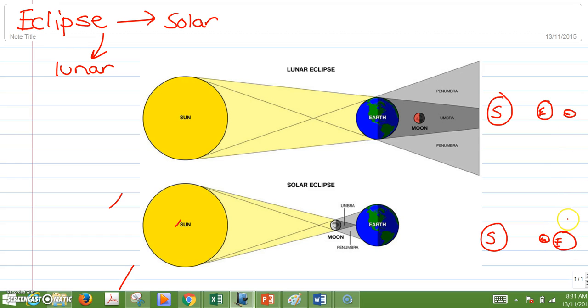So these two are the opposite of each other if we look at it. For the lunar and solar eclipse, the position is Sun, Earth, Moon, or Sun, Moon, Earth. The difference between the order tells us whether we're going to get a lunar eclipse or a solar eclipse.